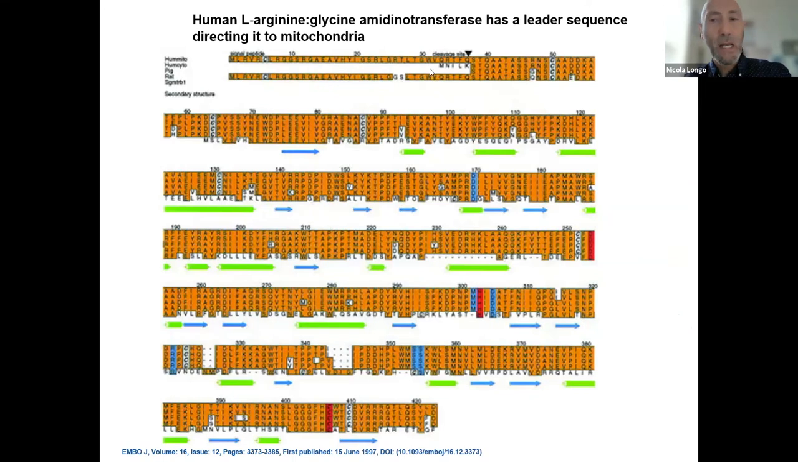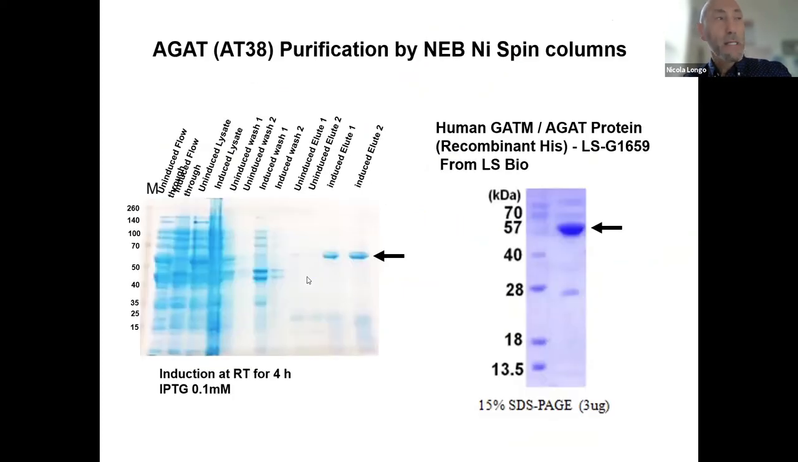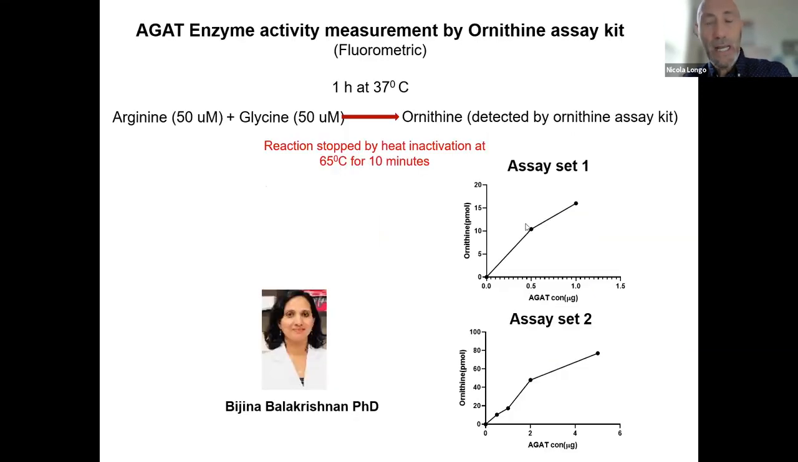So what we did, we removed the leader peptide from the AGAT cDNA and substituted that with a histidine tag that would allow easier purification of the enzyme once produced. This was effective and improved quite a bit the recovery of the enzyme, as you can see in this band.